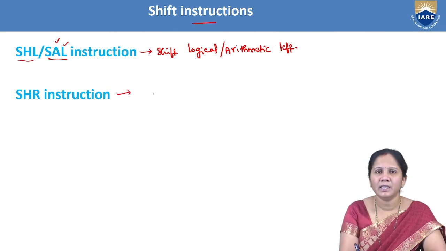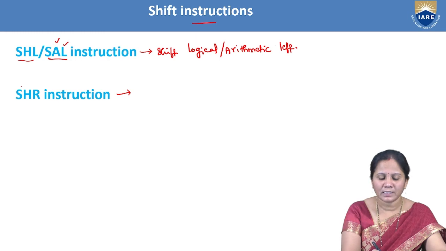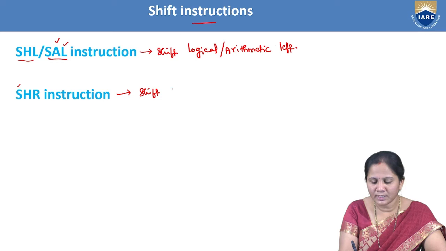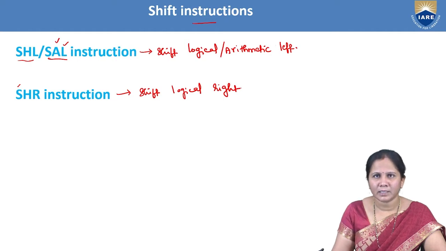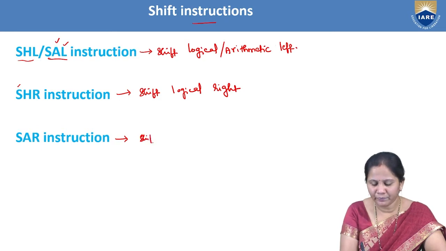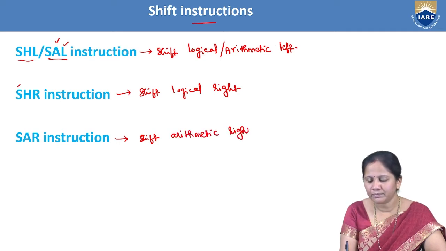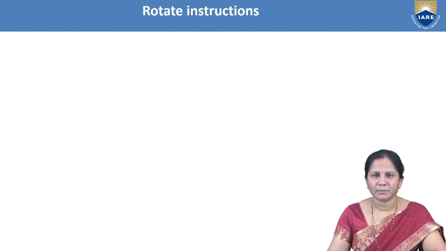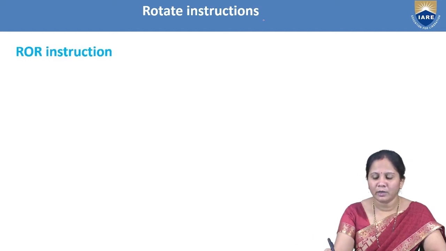The next shift instruction is SHR. Here S represents shift and R represents right, so you can call this shift logical right. The next shift instruction is SAR, which stands for shift arithmetic right. These are the three important shift instructions we are going to discuss with examples under the shift instructions classification.